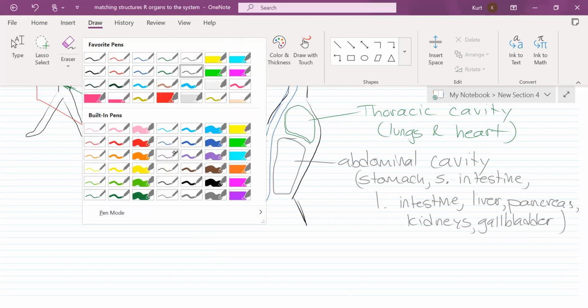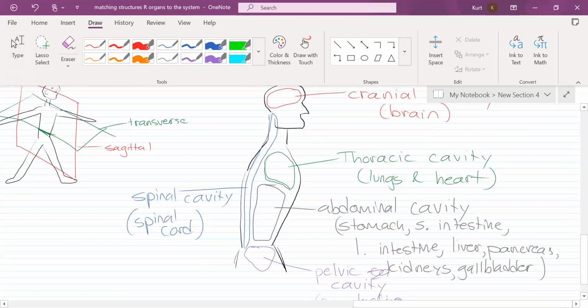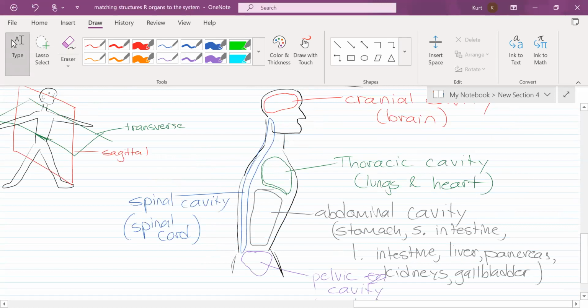Okay, and the last one is down here. It's your pelvic cavity. Oops, ran out of room there. Your pelvic cavity is going to have your reproductive organs and bladder. If you're a female, your pelvic cavity is going to have your uterus and bladder. If you're a male, your pelvic cavity is going to have your prostate and your bladder. That's about it. These are the 5 body cavities and the 3 body planes. Any questions?